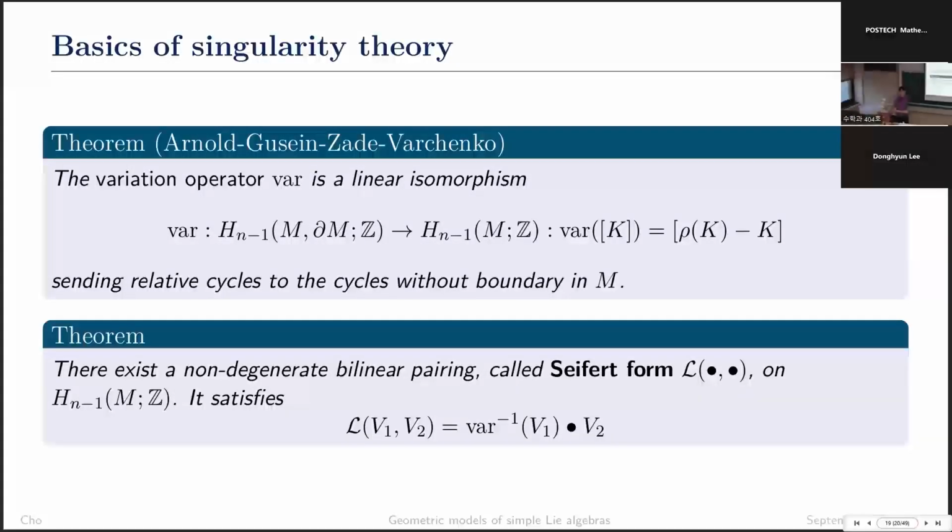Any questions? Is it a symmetric bilinear form? It's not symmetric, because you're taking the variation of one thing and intersecting the other. And is it alternating? It's actually not alternating. It's just bilinear. Thank you for a nice question.